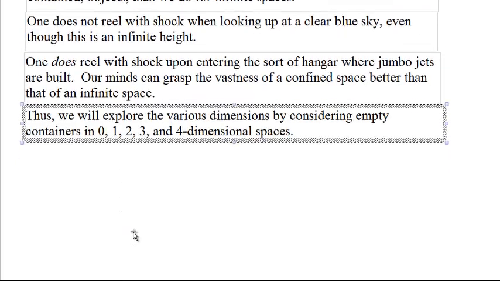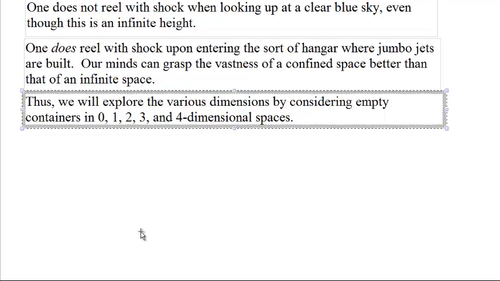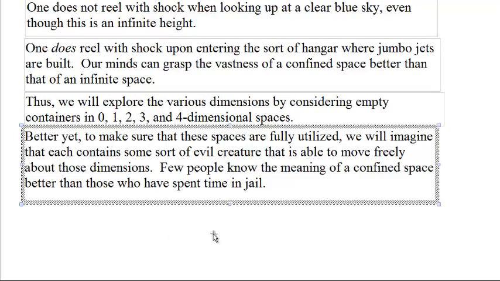Thus, we will explore the various dimensions by considering empty containers in one, two, three, and then four-dimensional spaces. By thinking about an empty container, it is easier for us to understand the dimensions of the space inside that container. And to best make sure that these spaces are fully utilized in our imagination, we will imagine that each container contains some sort of evil creature that is able to travel freely about in those dimensions. So it moves through this container, going to all of the points within the spaces.